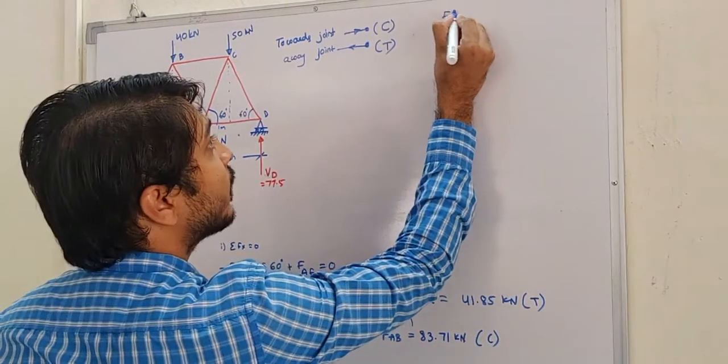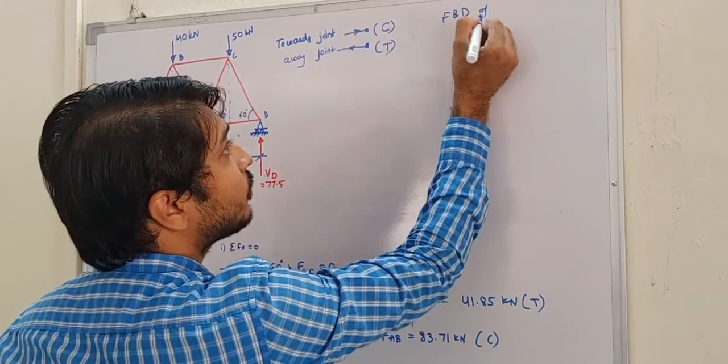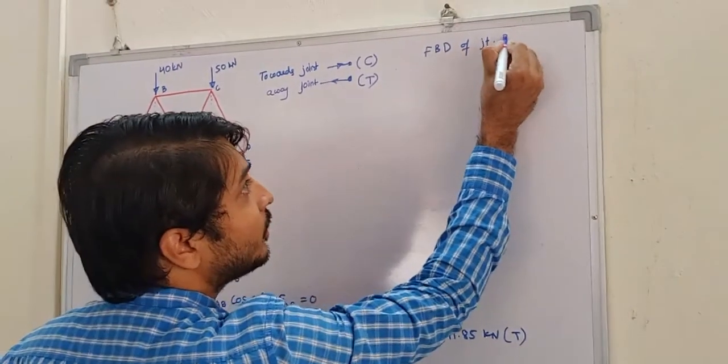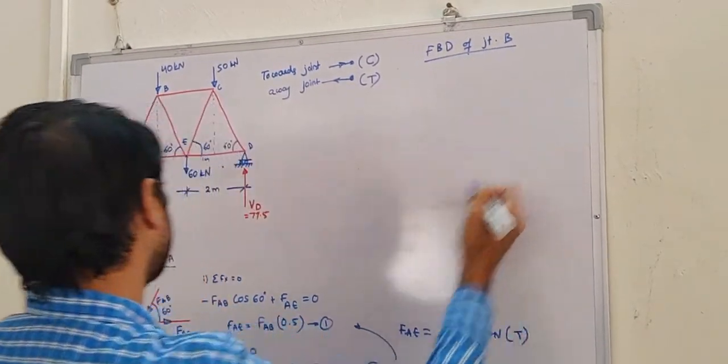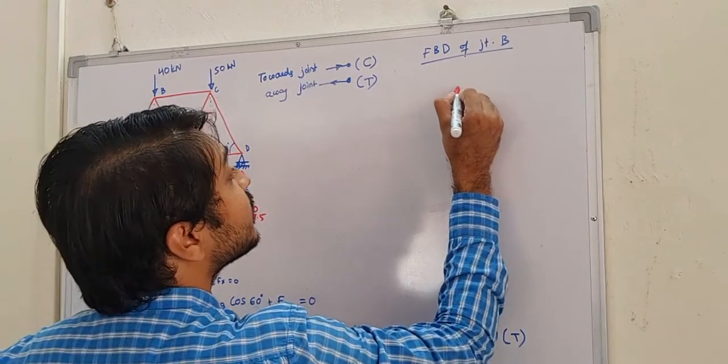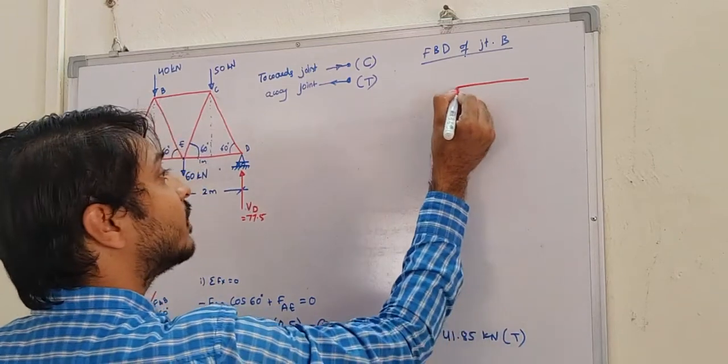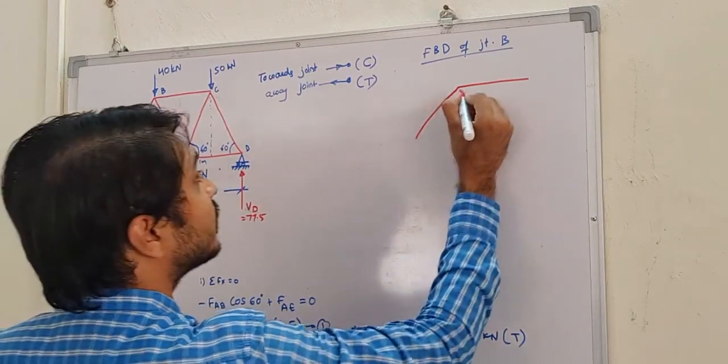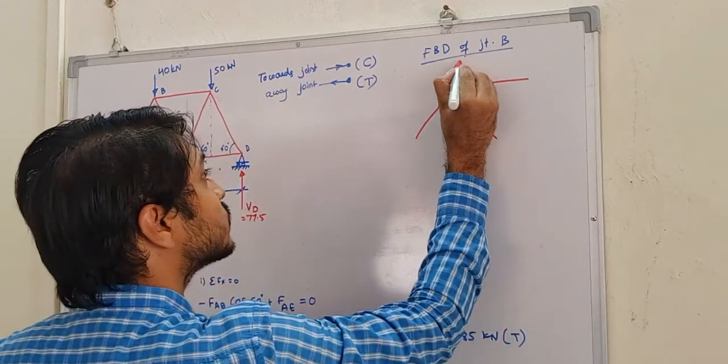Free body diagram of joint B. So I'll draw the free body diagram of joint B. One member is here, given like this, and one member is here. Okay, one is here, and there is one force here.